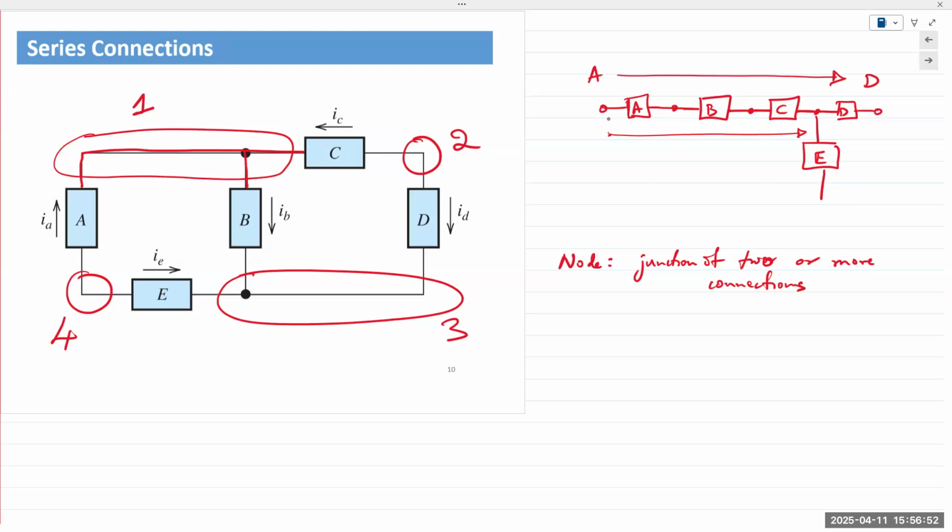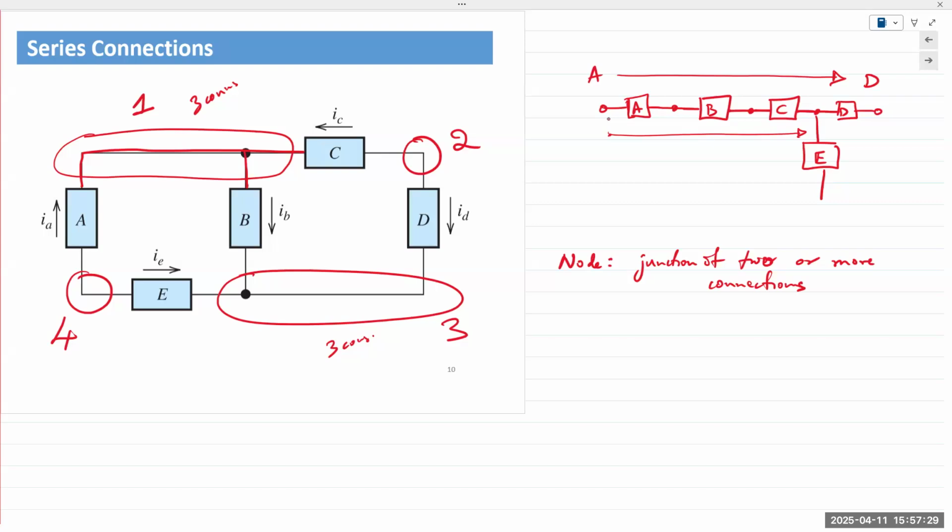Now, if there are 4 nodes in a circuit, which node has 3 connections? 1 and 3, right? So 3 connections here and 3 connections here, right? You have A, B, and C at 1. And at node 3, you have E, B, and D, or B, D, and E. So right off the bat, we can say because it has 3 connections over there, they are no longer in series at that end.